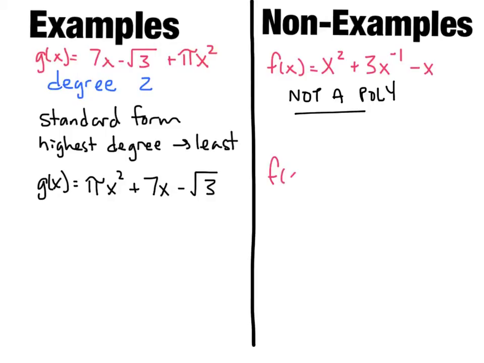Another one that would not be a polynomial would be f of x equals x plus 2 to the x minus 0.5 x to the 5th. This one is not a polynomial because this 2 to the x does not have a variable base and an exponent that is a whole number. The base needs to be the variable. This is an exponential function. So you cannot have a base raised to a variable.